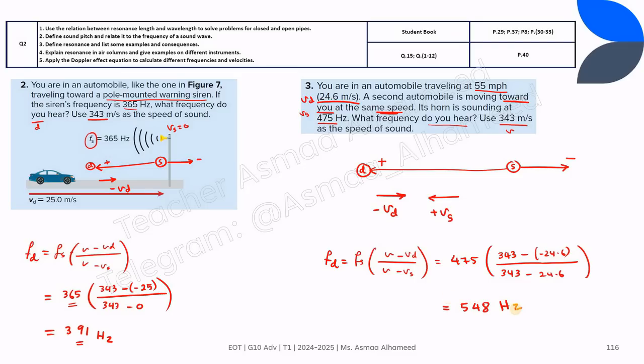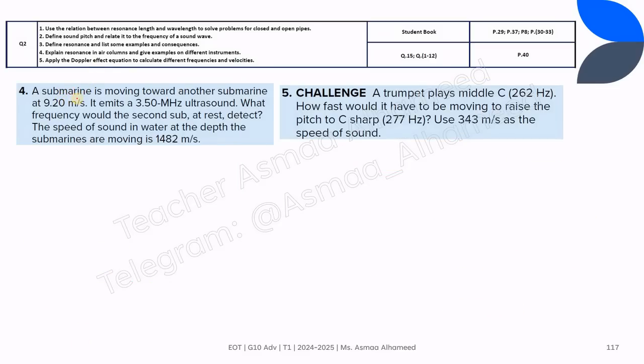548 Hertz. Next question. A submarine is moving towards another submarine at this velocity. So we have some velocity, we will see for who. It emits 3.50 megahertz. This is mega, which is times 10 to the power 6 positive.